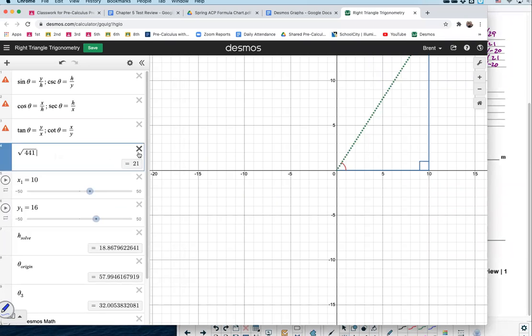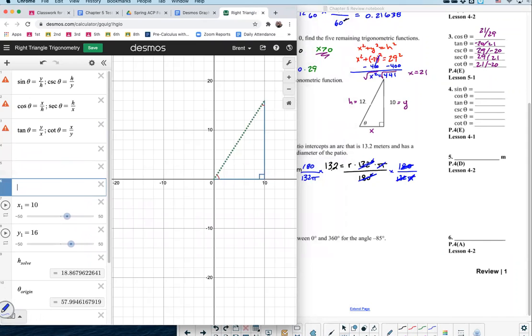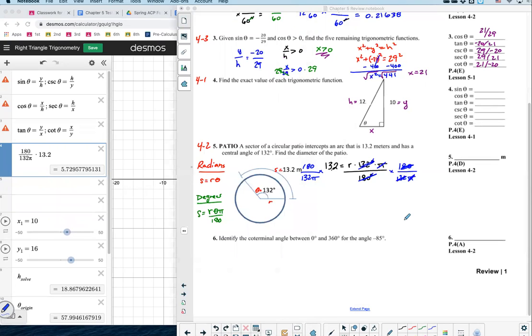Let me clear off some of this. So we're typing in 180 over 132 pi times 13.2. That's going to be our radius right there. So all of that simplifies to become basically 5.729, I'm going to say 296. So I rounded to the nearest ten-thousandth. That is approximately our r because I rounded it.